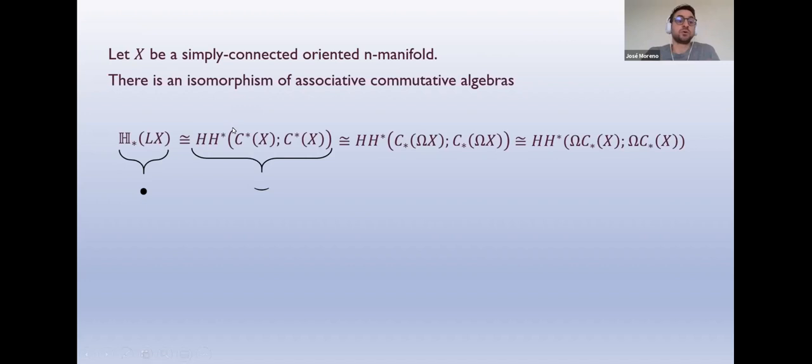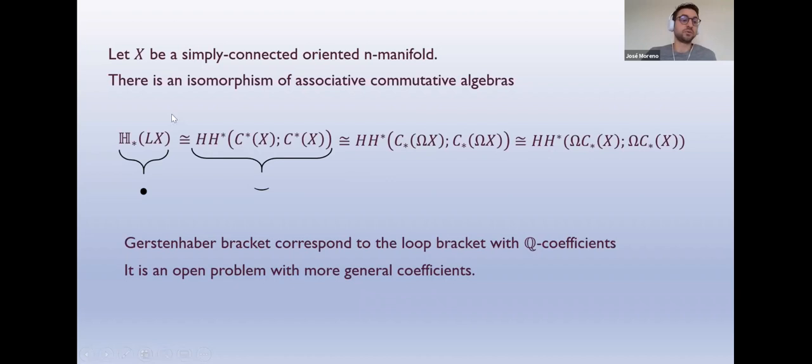As you know, or maybe I can tell you, Hochschild cohomology has a very rich structure that you can study. And another thing which is very interesting in modern algebraic topology and dealing with free loop spaces is the string bracket, which corresponds to the Gerstenhaber bracket, at least in characteristic zero. And it is still, as far as I know, an open problem if this holds with more general coefficients.